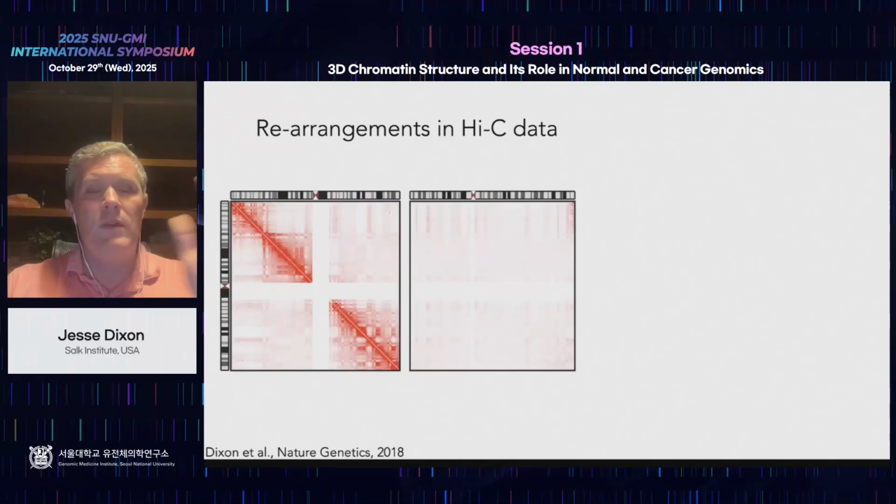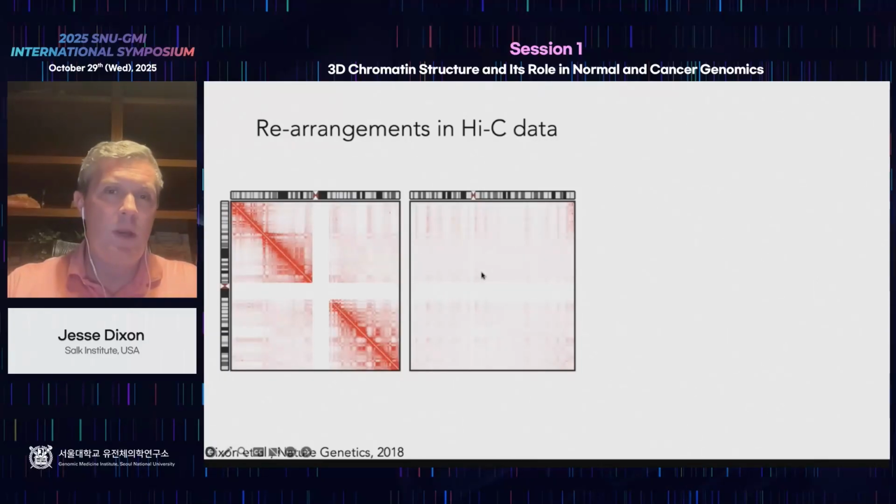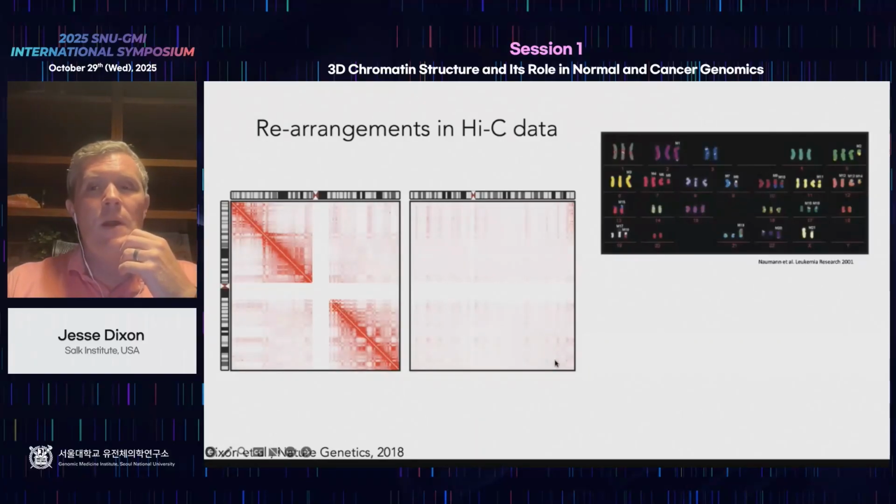Some of this stems from doing Hi-C in different data sets. This is an example of normal chromosomes: a normal chromosome 1 on the left, and on the right the interaction between chromosome 1 and chromosome 2. On chromosome 1, there's a very strong signal along the diagonal, related to the fact that the chromosome is a polymer, and a relatively weak or absent signal between the two chromosomes. But this differs dramatically when we look at rearranged genomes.